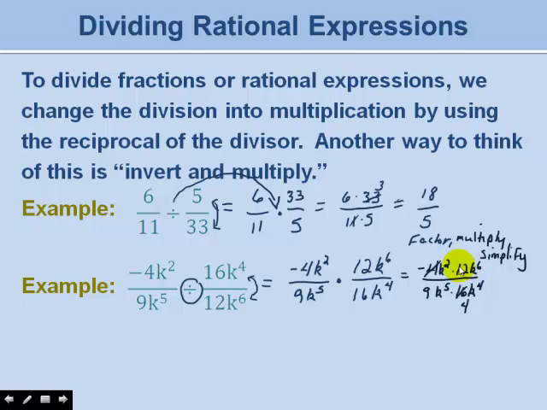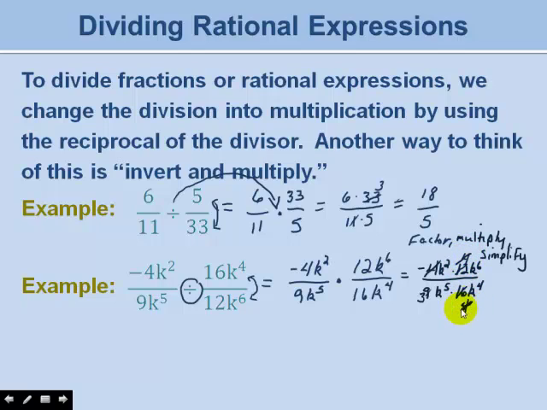Okay, now let's keep looking. The 12 and the 9 both have a 3 factor, so we can cancel that out. If we cancel that out of the 12, we have a 4 left, and if we divide 9 by 3, we have a 3 left. And one more thing, now we have a 4 in the numerator and a 4 in the denominator, so we can cancel both of those.